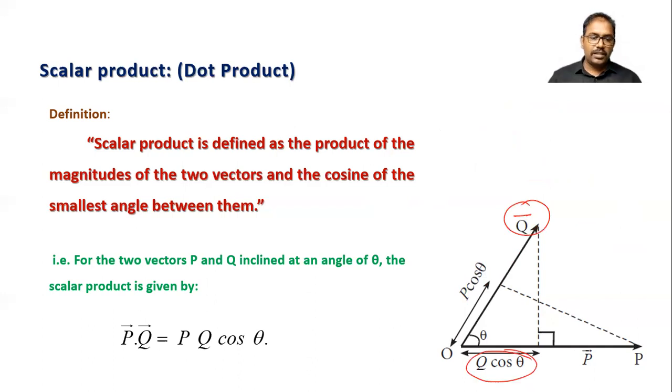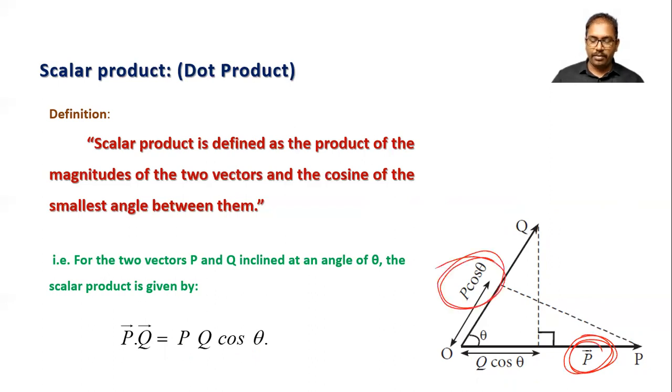So we can define the scalar product this way. The magnitude of the vector p multiplied by q cos theta is the scalar product. So the scalar product of two vectors can be defined in that way also: the magnitude of one vector and the component of another vector in the direction of that vector. You can remember it any way. If the question asks to find the component of p bar in the direction of q bar, you have to find p cos theta, that you remember.